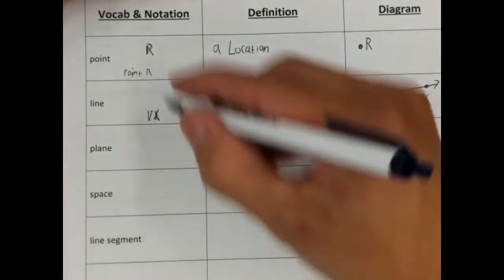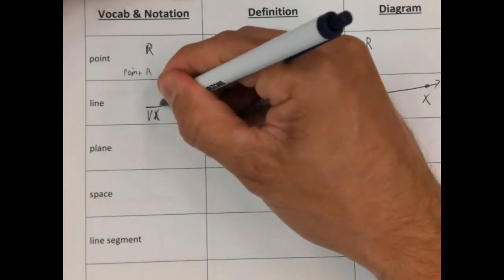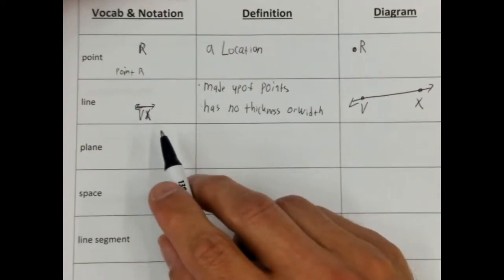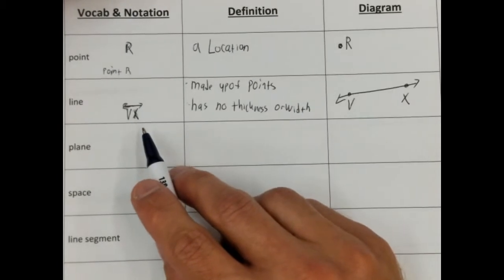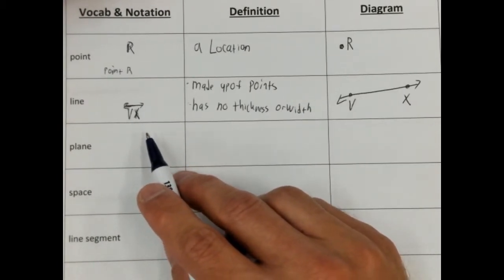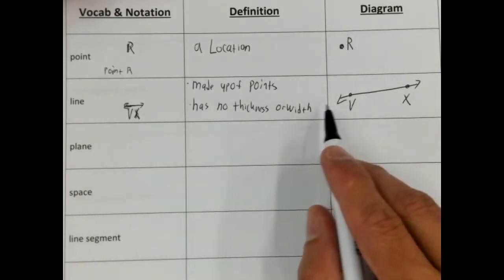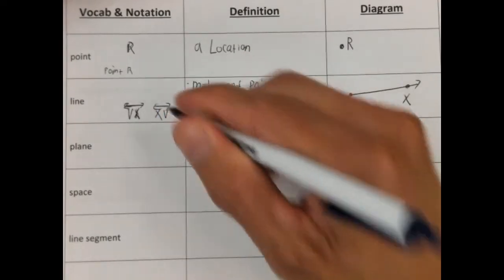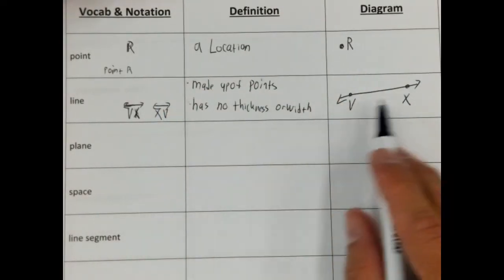Okay. And we're going to put this little symbol here. That notation, with the arrow on either side, indicates that it is a line. That's going to be important as we get to some of the other things we're going to be working with. So this would be line VX. You could also call it line XV. It doesn't matter. As long as the 2 points are on the same line, you can define it that way.